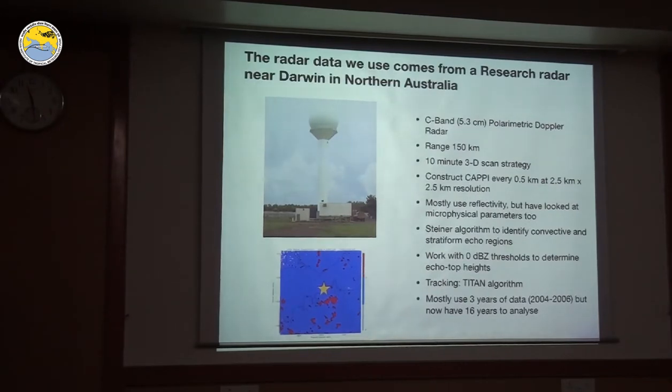studies that I'm using. We will mostly use a quantity called reflectivity, which tells you how much return you got from the volume that the radar beam was shooting at. We have looked at microphysical parameters too, but I won't talk about them here. There's an algorithm, for those of you who work with radars, called the Steiner algorithm. For those of you who don't work with radars, don't worry about it. The algorithm can identify whether a pixel has convective rain, stratiform rain, or no rain, obviously. So it's an algorithm to find the convective cells in them.